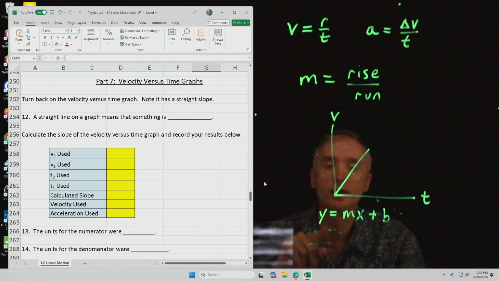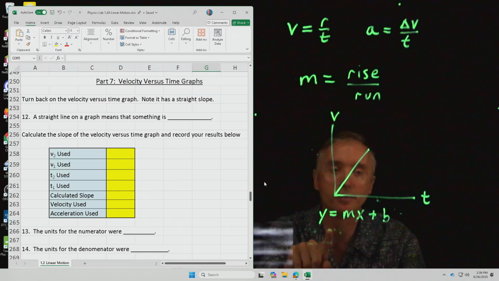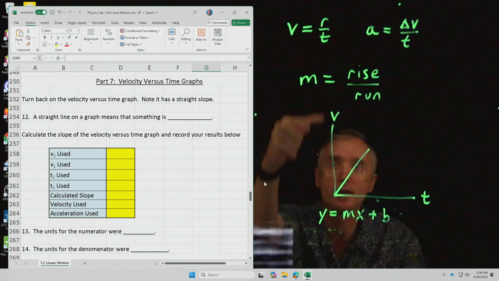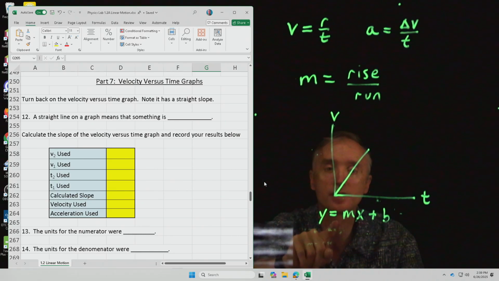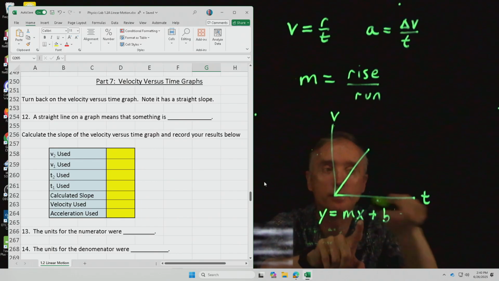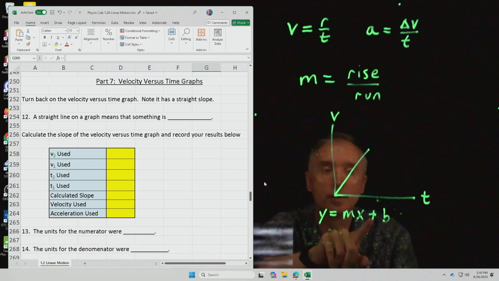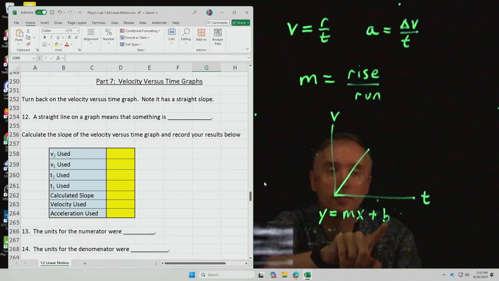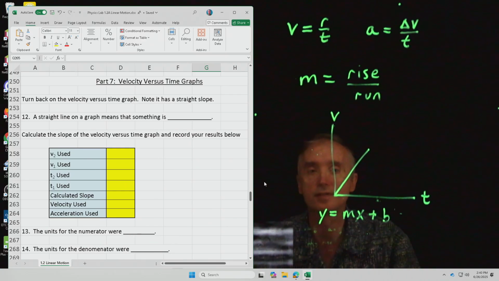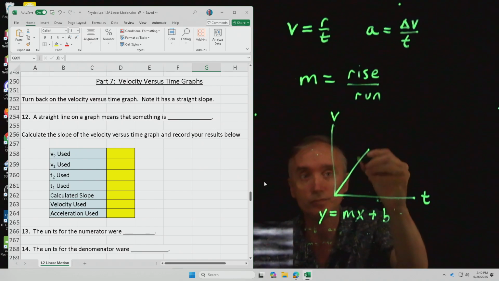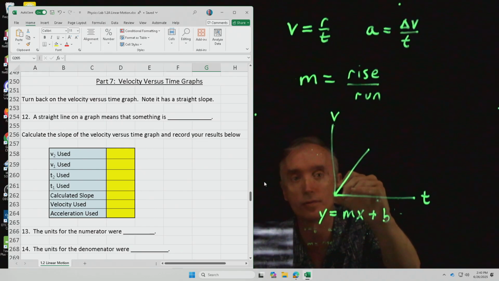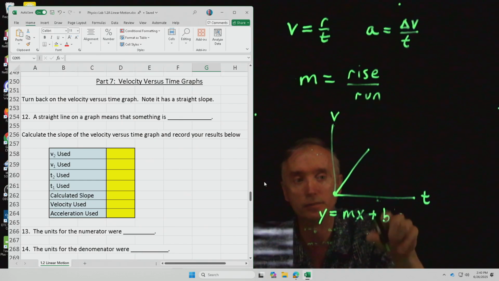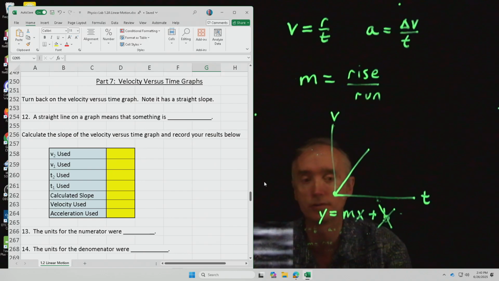So here's the formula for a straight line. Y, which is the up and down part, is going to be equal to the slope m multiplied by the sideways part plus the slope intercept. Now in part 6, you found out that this went through 0, 0. So that meant that b was equal to 0. So that's not part of the equation.